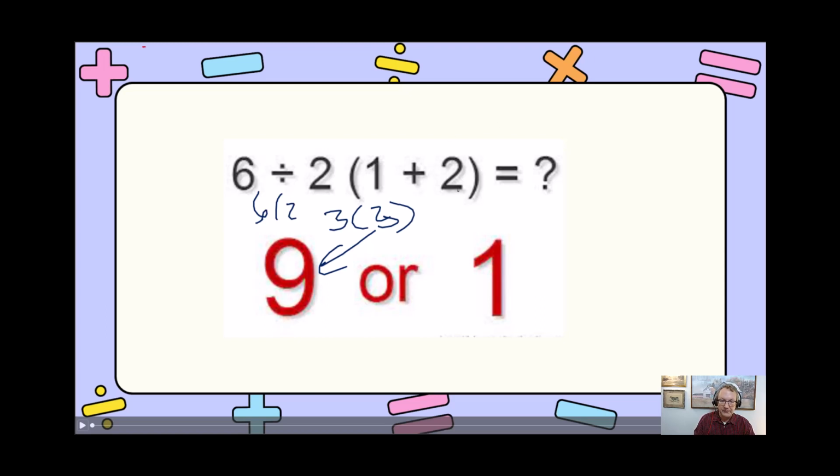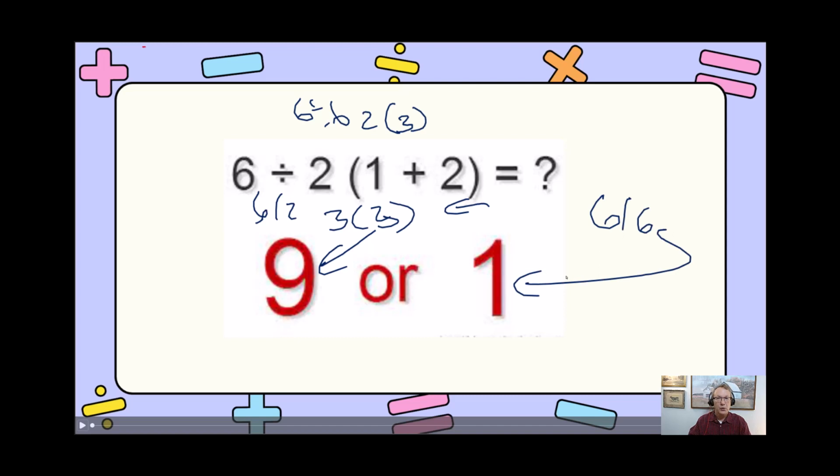Or you could work from this direction, from right to left, and do 1 plus 2, which is 3. Then you could do 3 times 2 to get 6. You could do 6 divided by 6 to get 1. Once again, no calculation errors, but only one is correct. Do you know which one is correct?